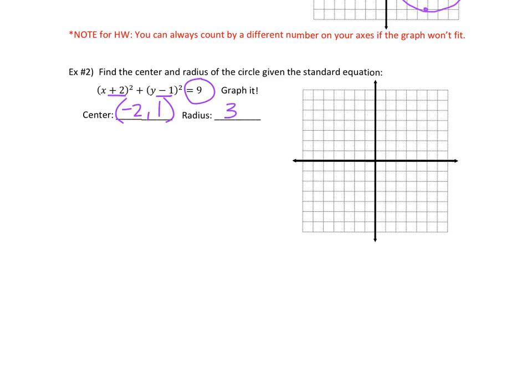And then we just plot it. Negative 2, 1 is this point. And then a radius of 3 means I'm going up 3, to the left 3, down 3, to the right 3, and then freehand that circle. And that is your answer. And that is the whole lesson, you guys.